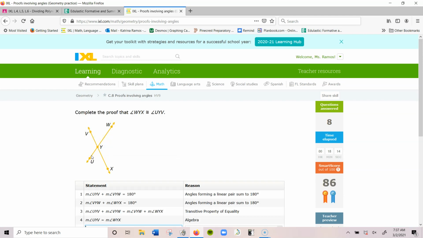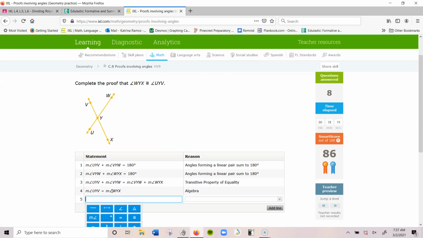And that's IXL C8. After this, once you get to the left side, you don't have to do any more.